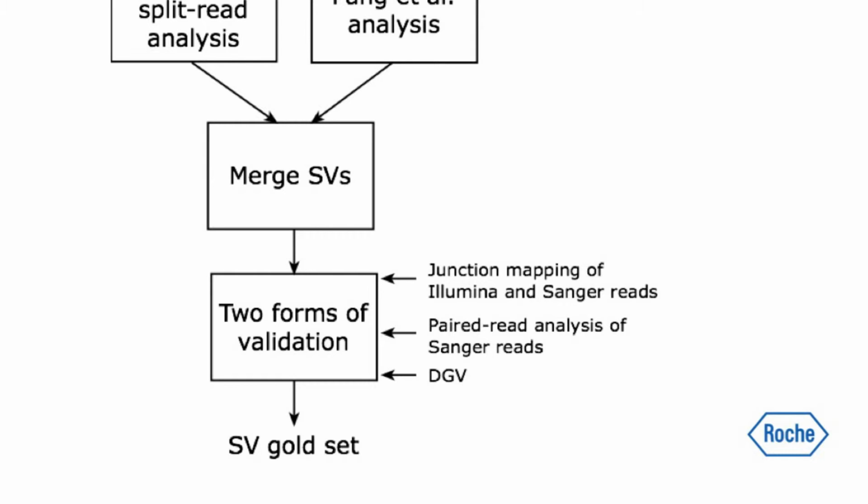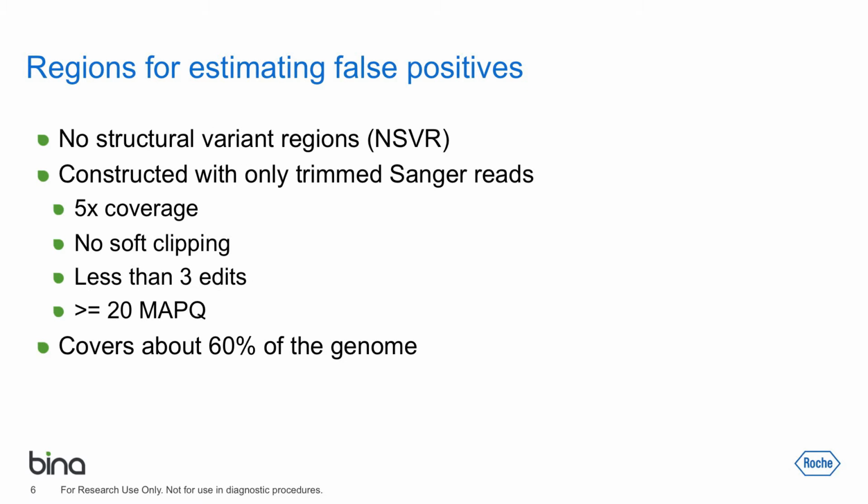Since this gold set is not comprehensive, it can only be used to estimate the true positive rate. In order to estimate false positive rate, we construct regions called no structural variant regions. These are basically regions which have high coverage of Sanger reads with very low edit distance to the genome and high mapping quality. If an SV is called in one of these regions, it is likely a false positive. These regions cover about 60% of the genome.